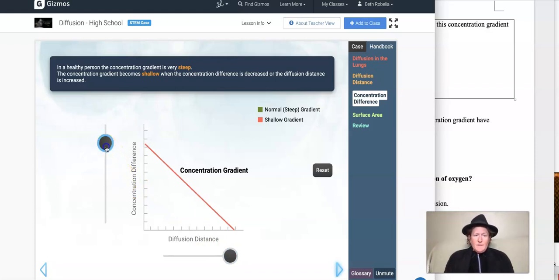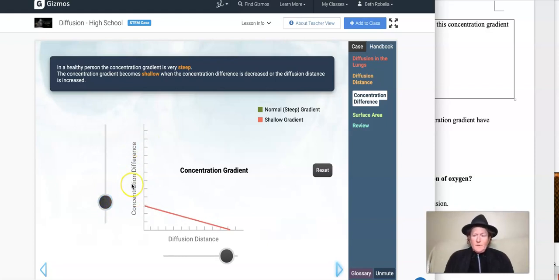And if your blood doesn't have much oxygen in it compared to the air, you're not oxygenating yourself really well. The concentration difference goes down. So this is kind of the slope of someone who might be struggling to breathe with COVID, unfortunately. So this is healthy. This kind of thing, a shallow gradient, is unhealthy.